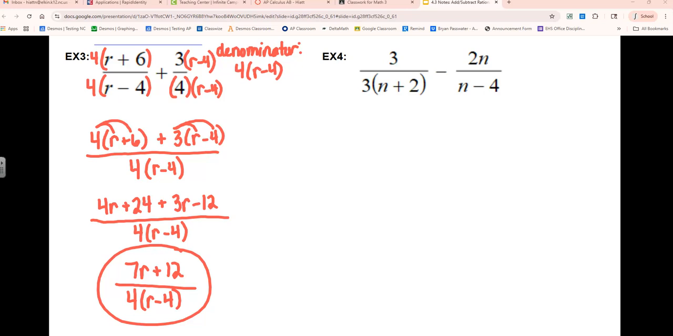All right, 4 is going to be a little bit tougher because we've got one extra thing in our denominator. There's no parentheses around that n minus 4, but I'm going to put some right there. So our least common denominator should be all of those denominators multiplied together, right? So I've got 3 times n plus 2 times n minus 4. That's what we want the denominator to be for these.